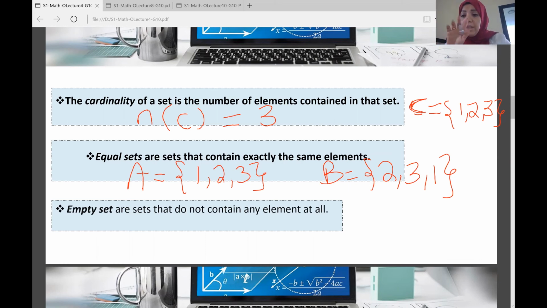So these two sets are said to be equal sets. And now we have the empty set. Empty sets are sets that do not contain any elements.